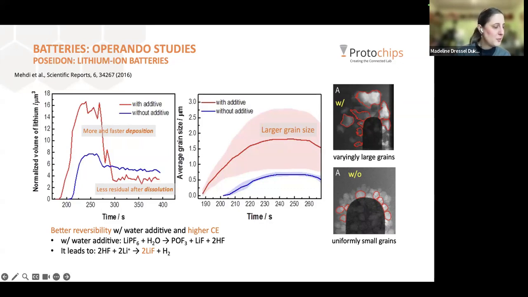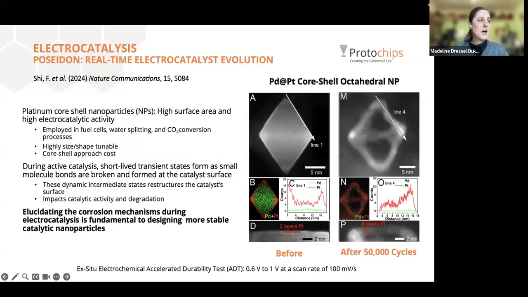And I'm going to skip ahead a little bit to a recently published study. So this just came out this fall, and it's a really nice example of using in situ electrochemistry to really correlate specific structural changes on the surface of catalyst fuel cell nanoparticles to the peaks that are seen in the cyclic voltammetry.